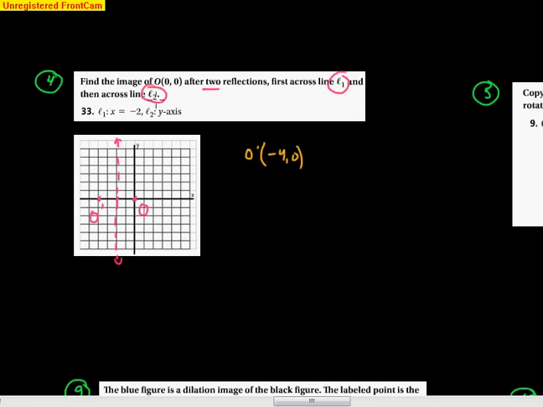I'll be specific on the test. If you don't know, just ask a question. And then line 2 is the y-axis. That's easy, that's this one. So to get this O prime to the y-axis, I have to go 1, 2, 3, 4 to the right, so we keep going. 1, 2, 3, 4 to the right. And there's O double prime. And O double prime is at the coordinates of (4, 0). And there you go. There's the image after 2 reflections.